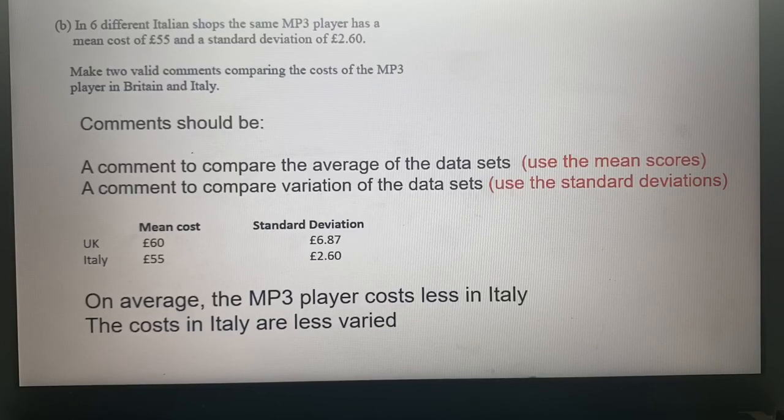So in this case, we're talking about costs. If you're talking about test scores, then it should be in the context of test scores. If you're talking about weights, it should be in that context. You must apply your comments to the context of the question, and you do not just say the mean score is and the standard deviation in Italy is less. It should always be in context, and it should always be in those simple terms, what that actually means by working out that standard deviation. We're talking about the variation of the data.